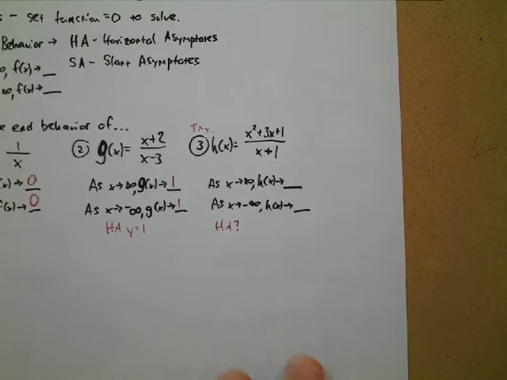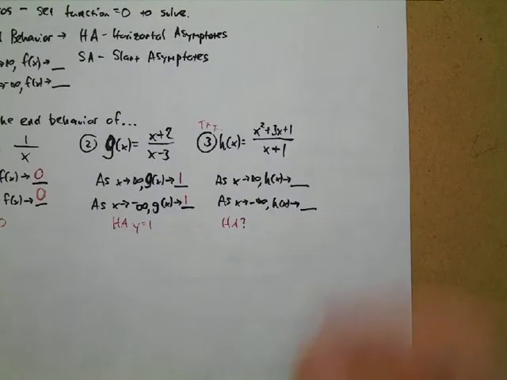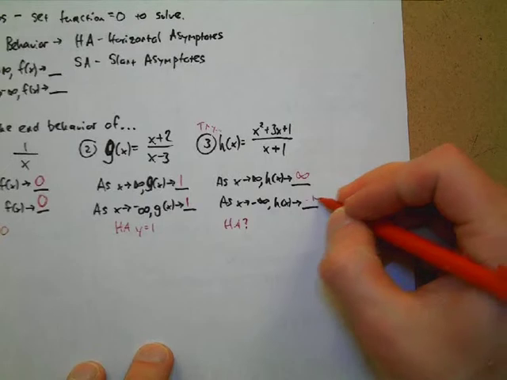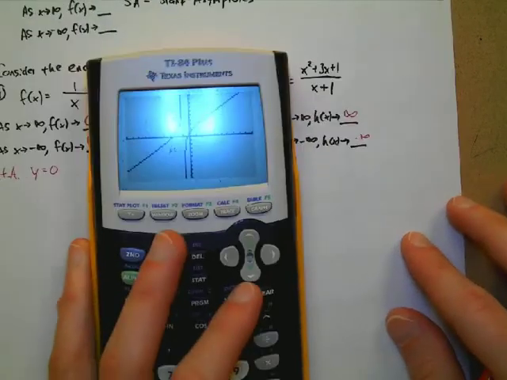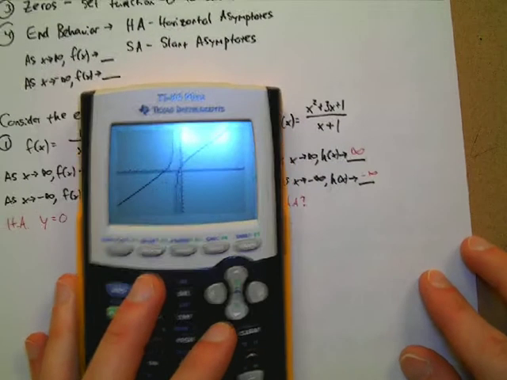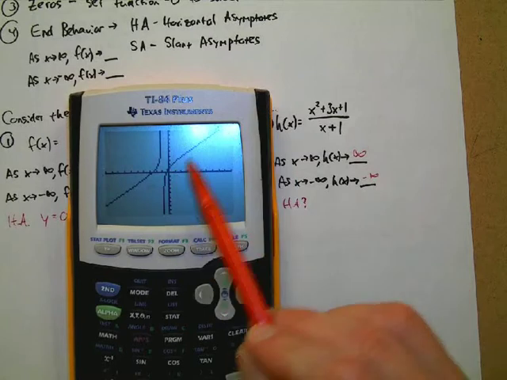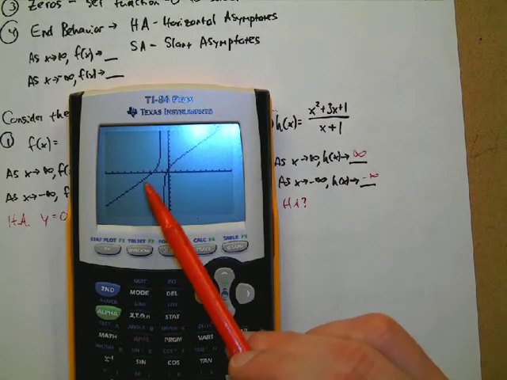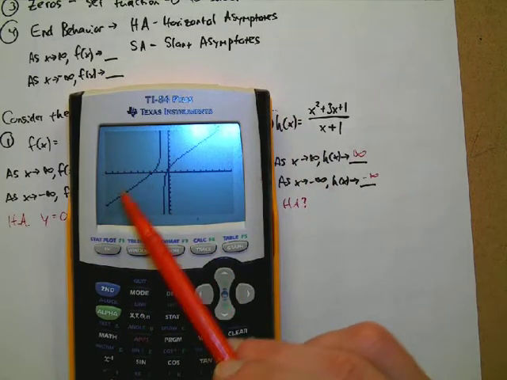As x approaches infinity, h of x approaches what? Infinity. As x approaches negative infinity, h of x approaches negative infinity, right? You don't believe me, right? You're like, how do you know? Look at your graph, okay? As I go further and further to the right, my curve goes up and up and up, right? As I go further to the left, my curve goes down and down and down, right? So I'm going up to positive infinity as I go to the right. I'm going down to negative infinity as I move to the left, all right?